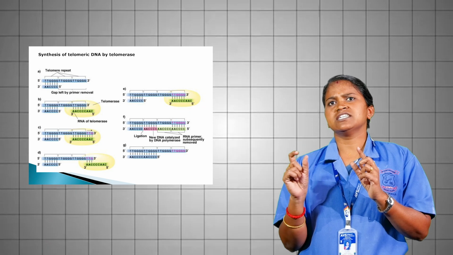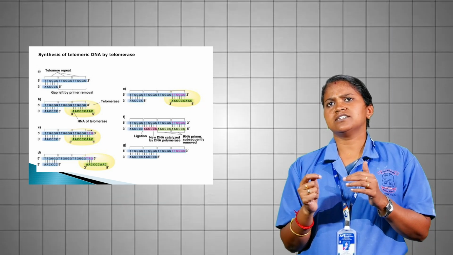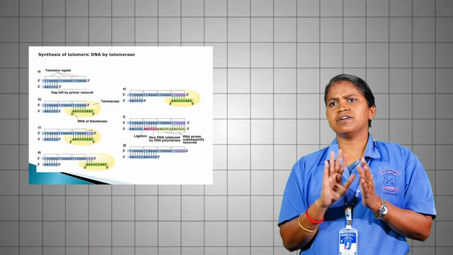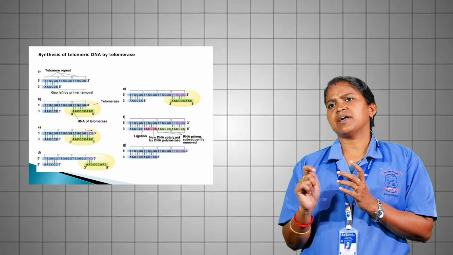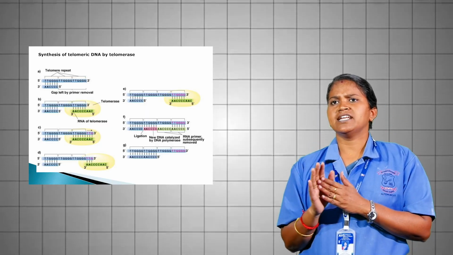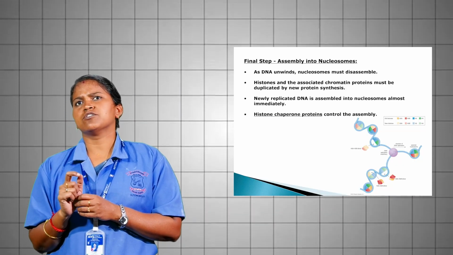The DNA sequencing is running. After that, the cap is left, the primers are removed, and telomerase enzymes are added. The RNA of telomerase is added, filling in by these enzymes, the RNA primers are subsequently removed, and then rejoining by DNA ligase enzymes. Final steps of assembly into the nucleosome.